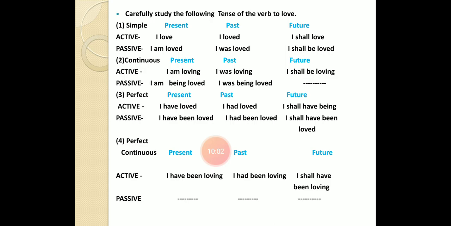Future indefinite tense, I shall love. Change into passive voice, I shall be loved. And future continuous tense, I shall be loving. It cannot be changed into passive voice. So see the future perfect tense, I shall have loved. Change into passive voice as I shall have been loved. Now future perfect continuous tense cannot be changed into passive form.